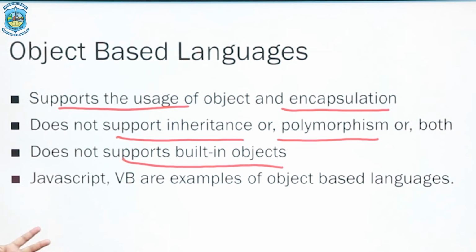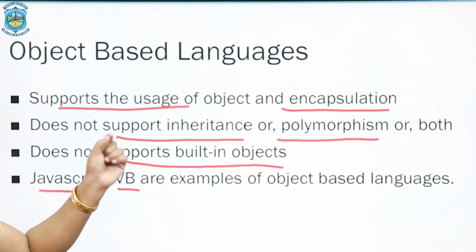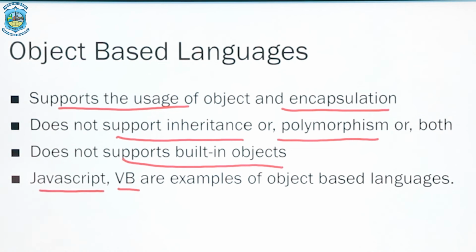A few of the examples of object-based languages include JavaScript, VB, etc. These are powerful languages that support object-based programming, but these are not going to support, as I said, the inheritance and polymorphism concepts. So these can be used for programming, but in areas where you don't have the requirement of inheritance or polymorphism. So that clearly differentiates between object-oriented and object-based programming languages.